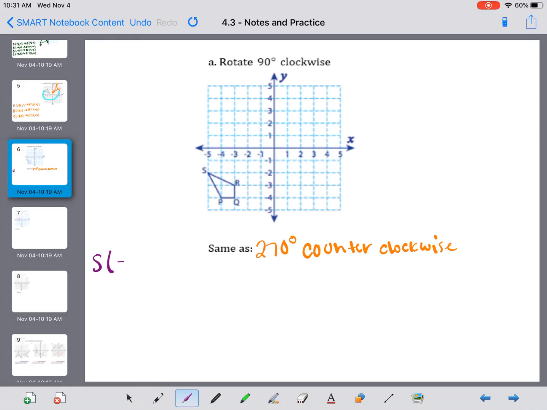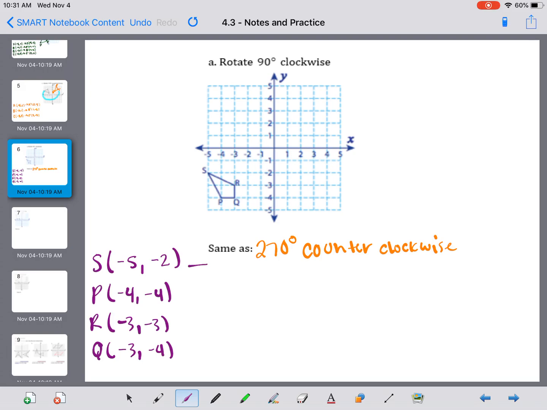S is located at -5, -2. P is located at -4, -4. R is located at -3, -3. And Q is located at -3, -4.